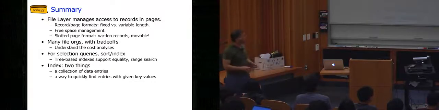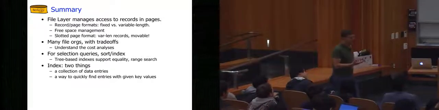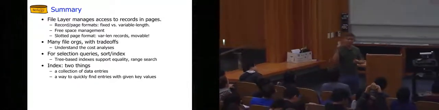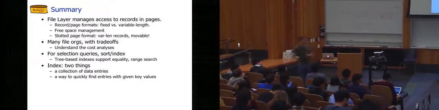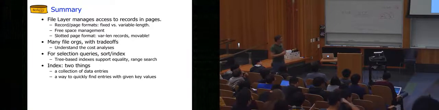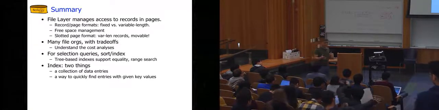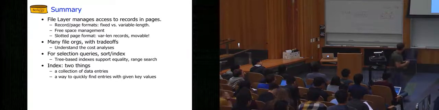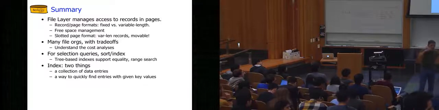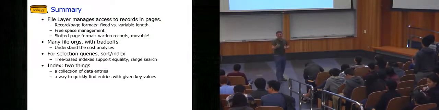So to summarize the file layer, we learned that it manages access to records and pages. There are these different file organizations, and you want to know their costs. Be able to recreate that table we went through. Okay? For selection queries, you can use sorting. You have a sorted file, but they're expensive to maintain. So typically, we'll have an index, like a tree-based index. An index is really two things. It's the collection of data entries and a way to walk down the tree to get them. And we'll see this next time.